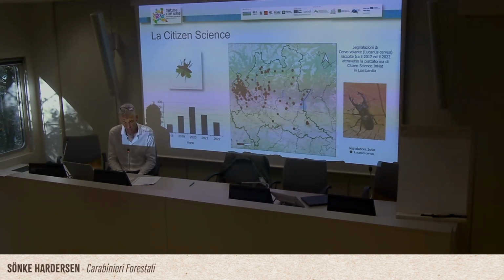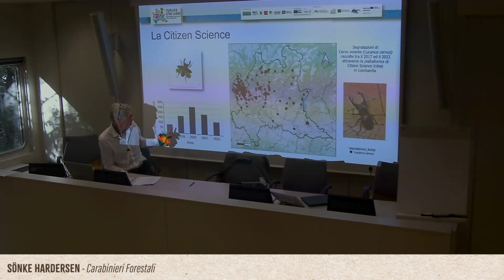Going back to the stag beetle, here we have the data collected from 2017-2022. So as you can see, we've got a high density of stag beetles, but more or less in every part of our region, the stag beetle can be found. I think it has been a very important success because we have added quite a lot of information about the distribution pattern of these species.